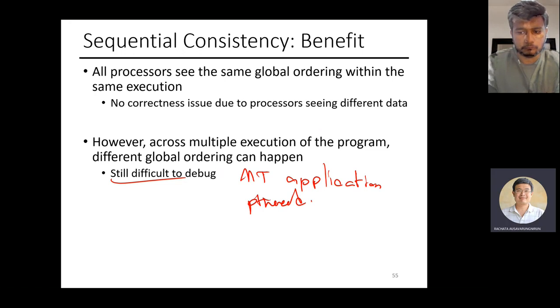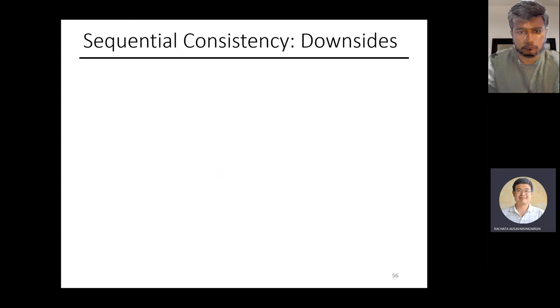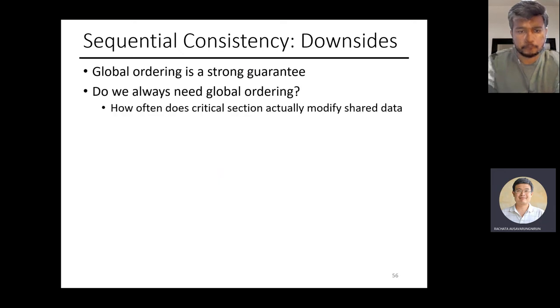Sequential consistency means there's no hardware bug. What's the downside? This is too strong. Global ordering is a strong guarantee, because we might not always want or need global ordering.